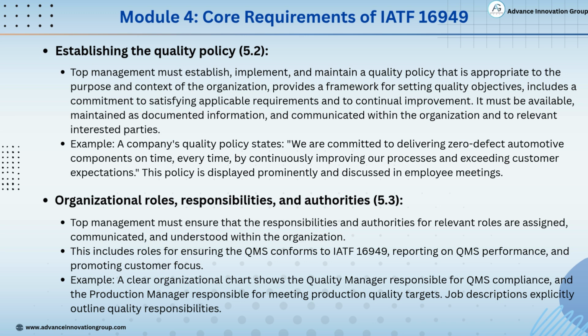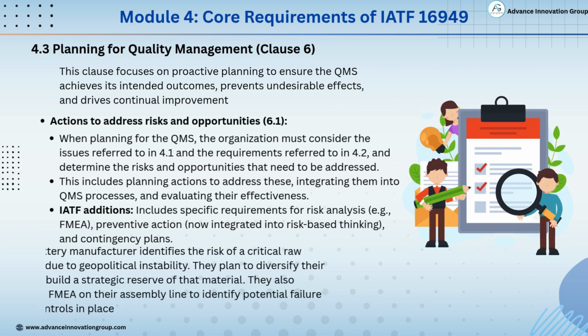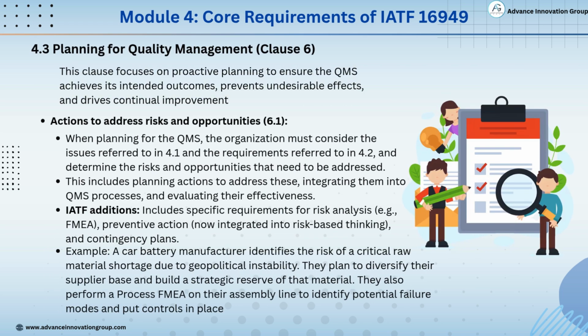Example: the quality manager ensures QMS compliance, while the production manager ensures production meets quality targets. Organizational charts and job descriptions should make these roles clear. Clause 6.1. Actions to address risks and opportunities. This clause emphasizes proactive planning within the QMS.